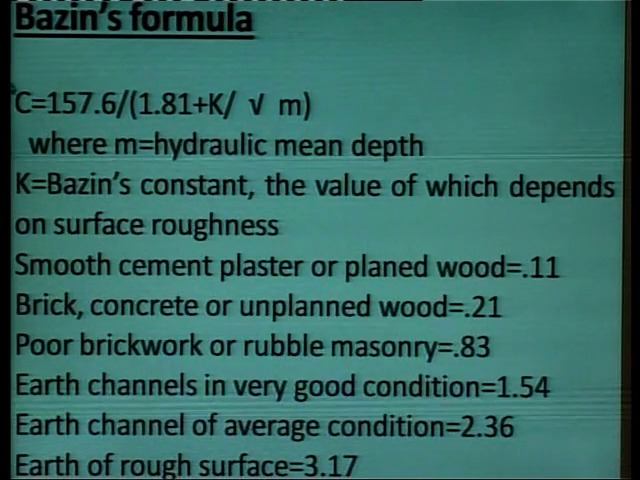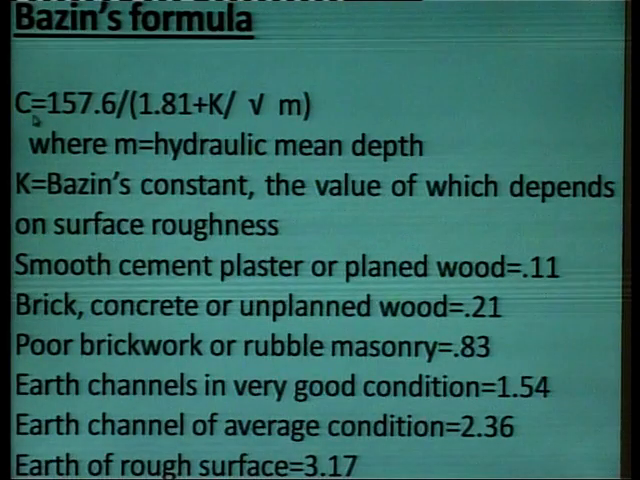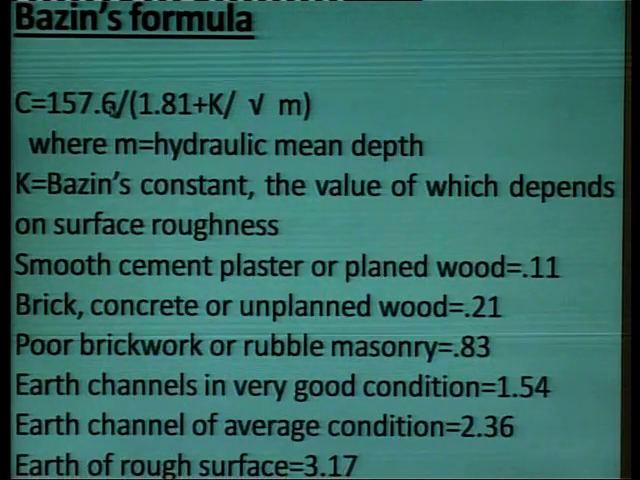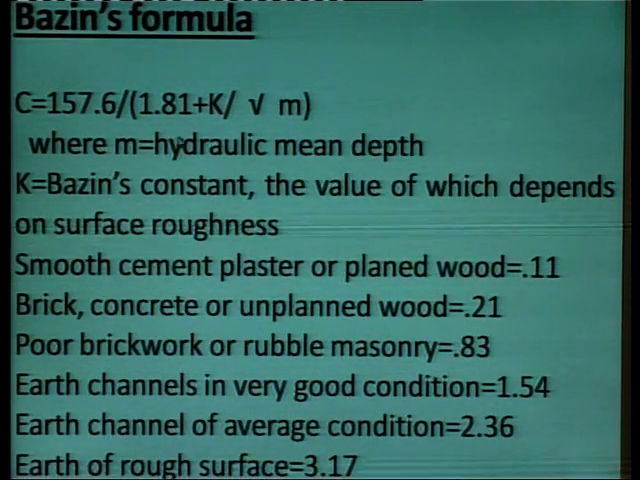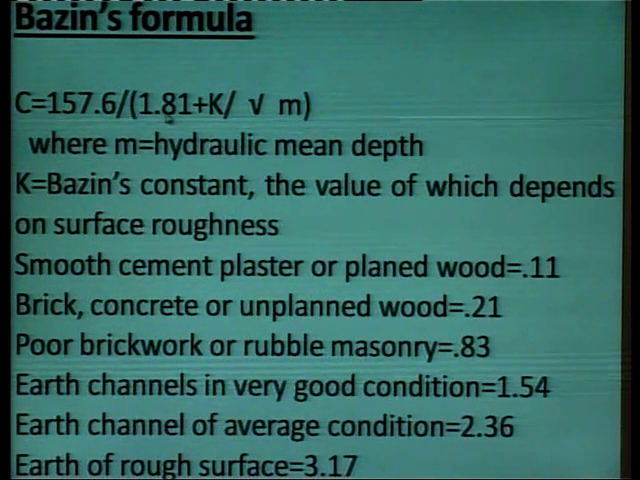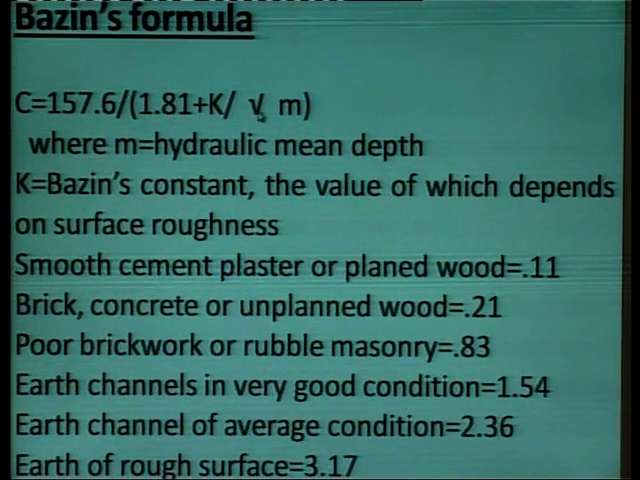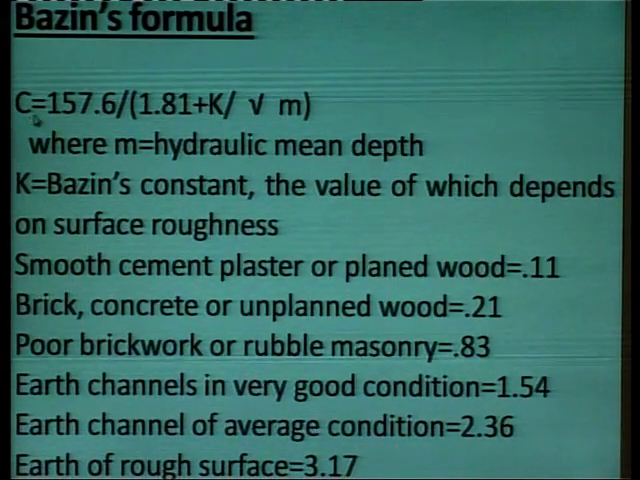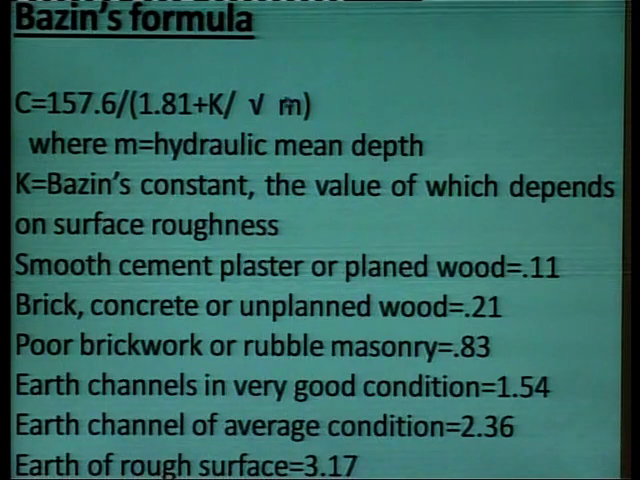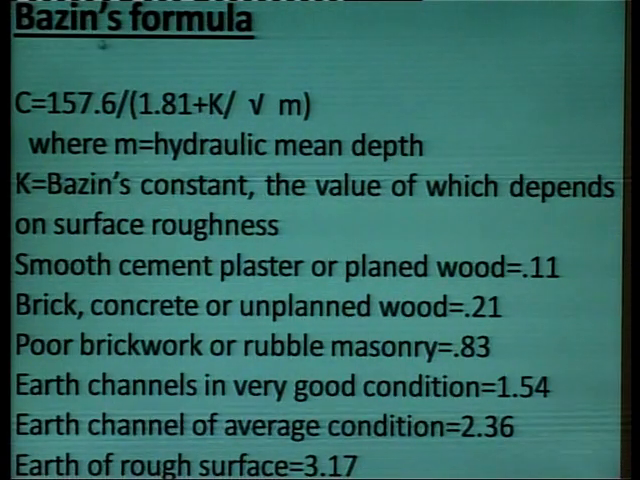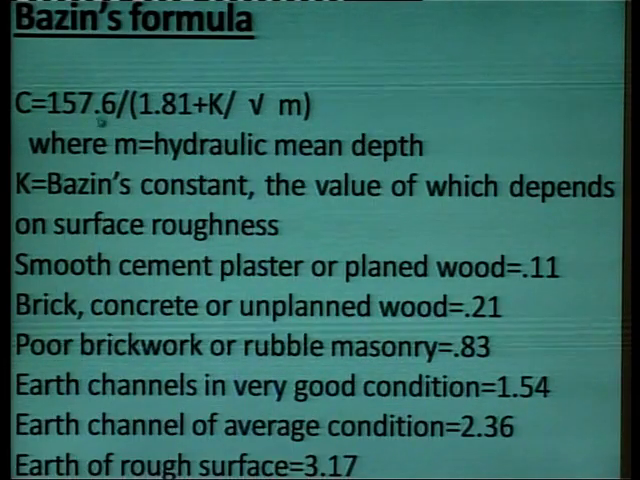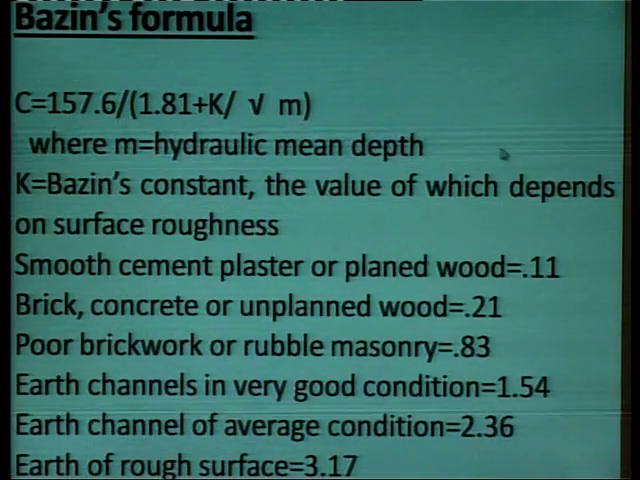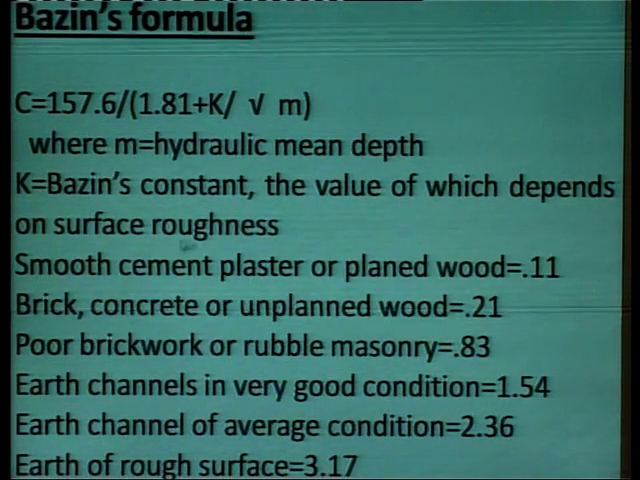So according to Bazin's formula, the value of the Chezy constant C is equal to 157.6 divided by the whole denominator. This denominator comes out to be 1.81 plus k divided by under root m, where C is known as the Chezy constant, m is the hydraulic mean depth, and k is Bazin's constant, the value of which depends upon the surface roughness.